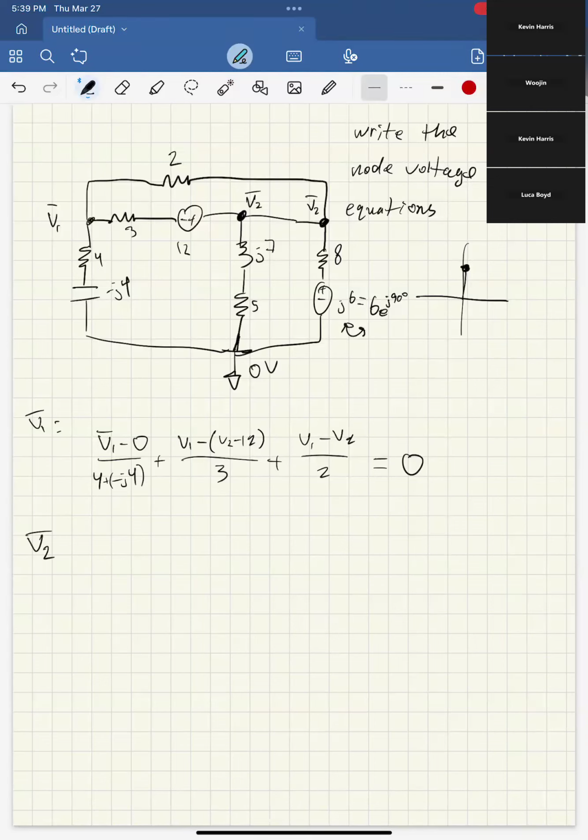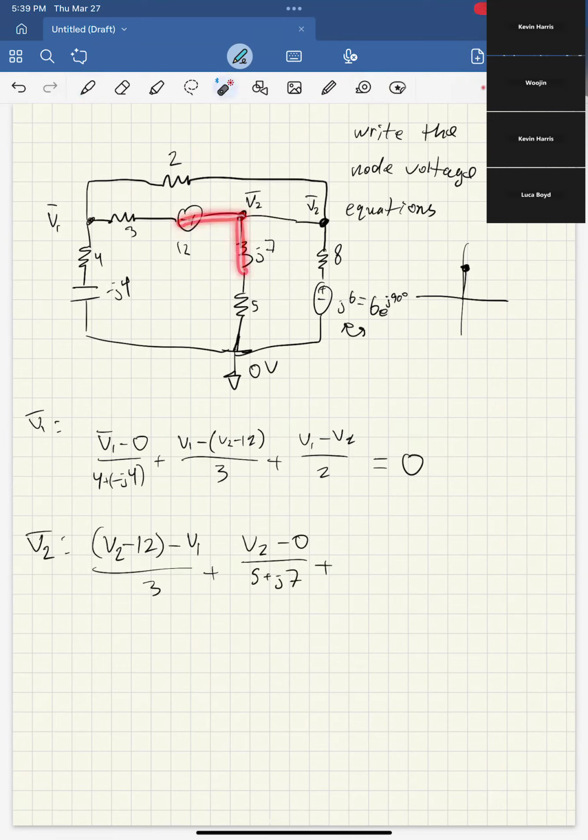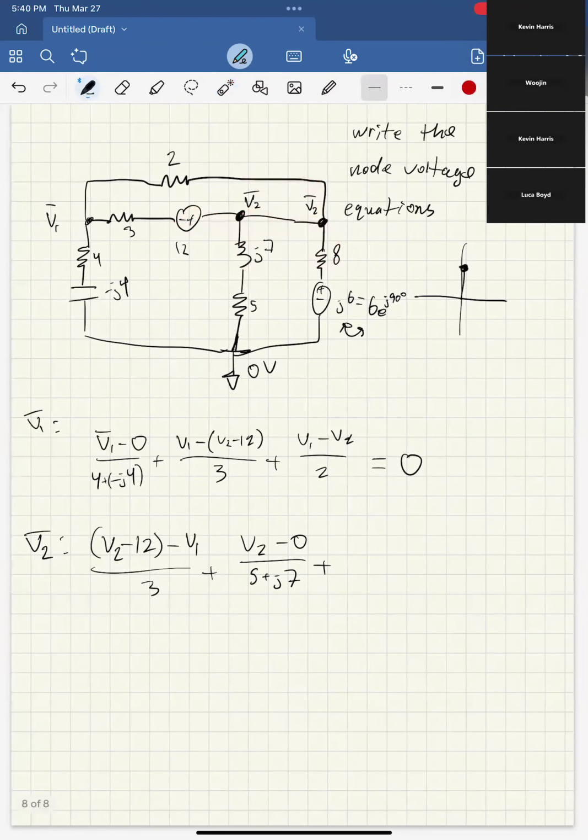And then at V2, I'll start with the left path. Same as before, we have V2 minus 12 minus V1 over 3. And then going down, we'll have V2 minus 0 over here. Again, we can just add these together, so it's 5 plus j7. Then looking at what else is connected to V2, we have this path and this path. Going up first, we have V2 minus V1 over 2. And then going down, we have V2 minus that j6 over 8 equals 0.